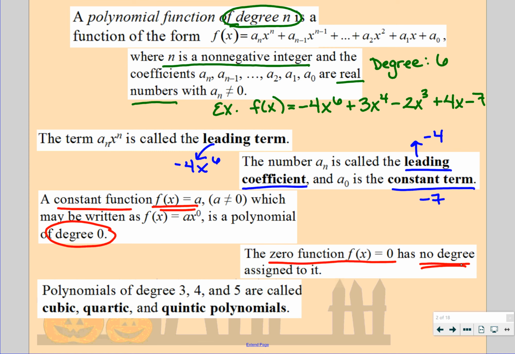After that, we've got some other special names at the bottom there. We've got our cubic function that's degree 3. That was another one of our parent functions. Quartic is degree 4, a quintic function is a degree 5 polynomial, and then after that we just say degree 6, degree 7, degree 8, so on and so forth.